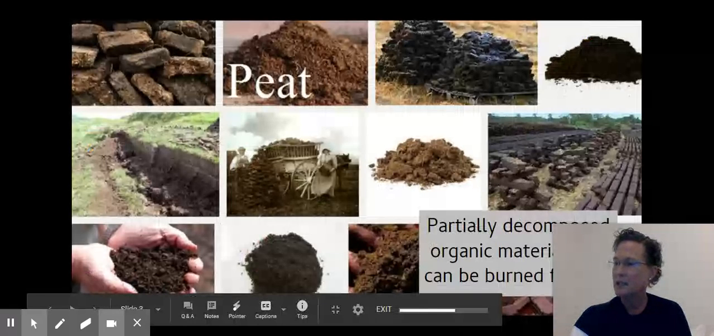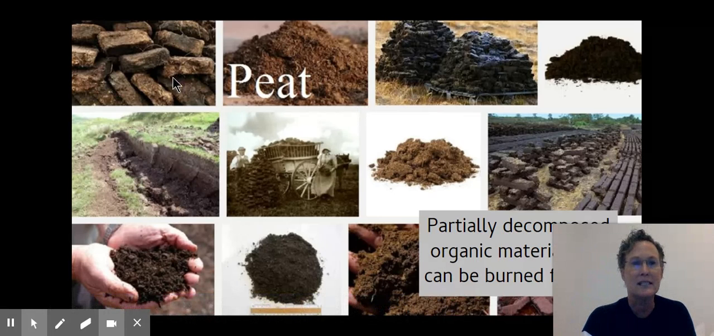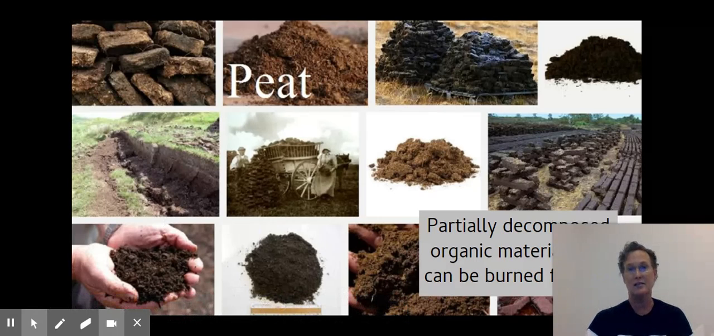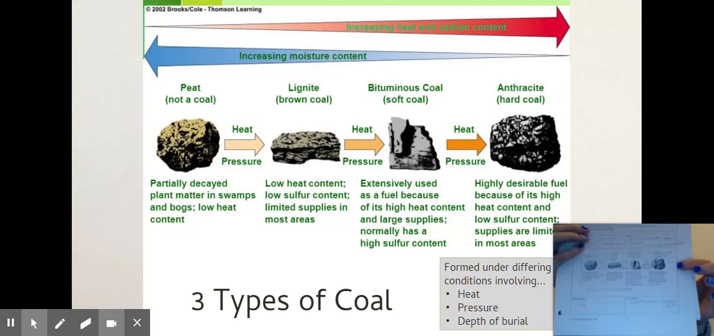When you do burn this, so this is peat, you can see this all around here, lots of this. It's not exactly the same as humus, but it's similar to humus. There's not as much organic material in there. It's more woody, but this is a precursor for coal, but it is not coal. This is coal.